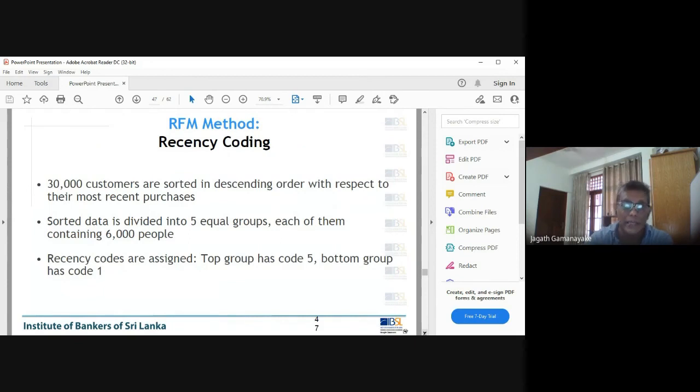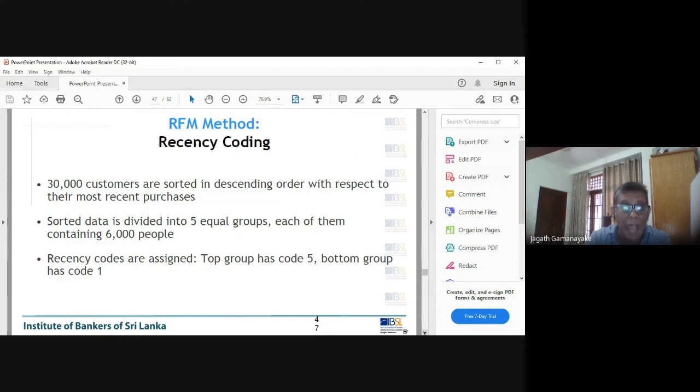So now, what is recency coding? The 30,000 customers are sorted in descending order with respect to their most recent purchases. Now we work out their recent purchases. So the sorted data, say 30,000, you can use a lot of available packages, is divided into 5 equal groups. That means 6,000 per group. Now these 6,000 groups are assigned codes, top group as 5, bottom as 1, using the most recent purchases, week wise or whatever. They are put into 5 groups, 6,000 into 5.